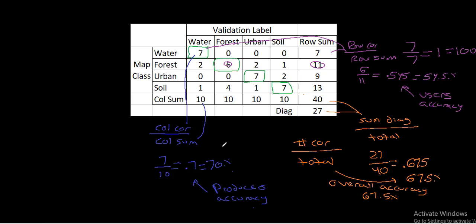Okay? So hopefully that makes sense. Actually, let's do one more example of producer's accuracy. So for forest, it would be 6 divided by 10, because it's the number correct divided by the column sum, which is 0.6 or 60%. Hopefully you understand where these different pieces are coming from. Again, don't worry necessarily about interpreting them yet, but just make sure that you understand mathematically what we're dividing and why we're dividing it.